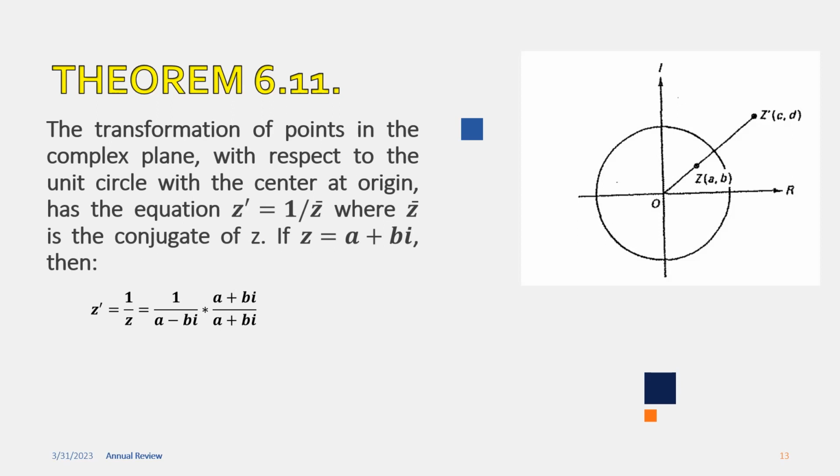So it is equal to 1 over a minus bi, having its conjugate process. So we are going to multiply by its conjugate. Therefore, this will be the value. So z prime is equal to a plus bi all over a squared plus b squared. Right? So for example, let's move on.